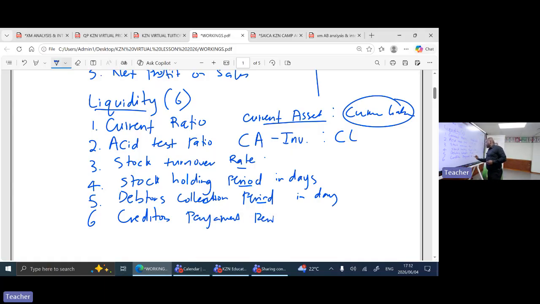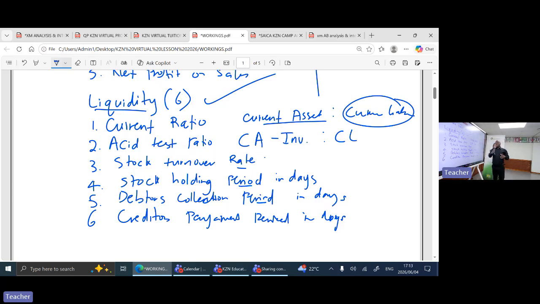How long do we take to pay our creditors? The answer also should be in days here, right? These are the 6 indicators. We don't see debt equity here. Many students just quote debt equity when the question asks them to comment on the liquidity indicators. You shouldn't quote debt equity here.